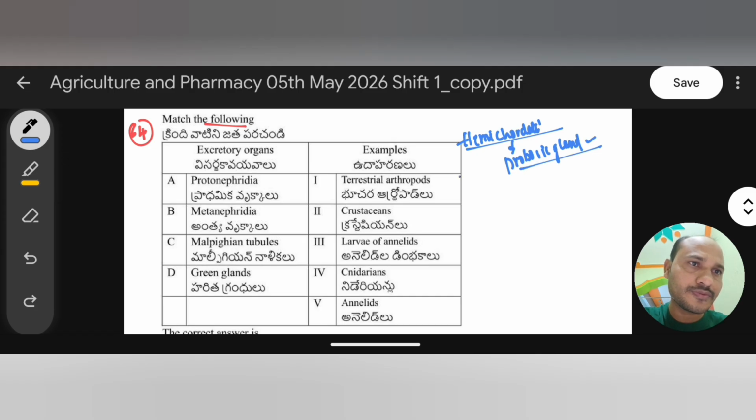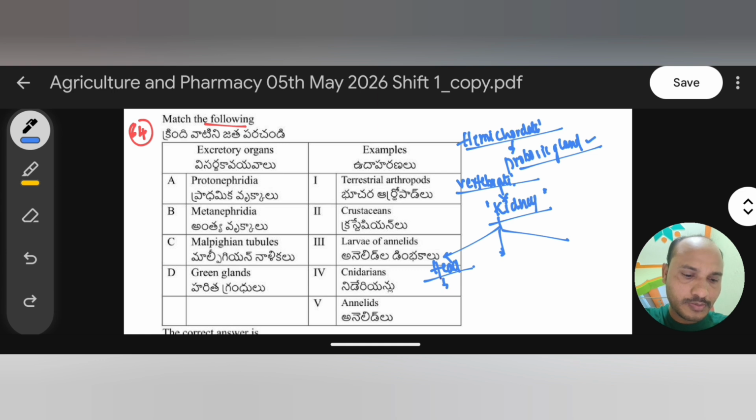Now coming to a very, very important group: vertebrates. In vertebrates the excretory organ is the kidney. In all vertebrates the excretory organ is the kidney, but based on the location of the kidney we have different types. If kidneys are located in the head region, such a kidney is called a pronephridian kidney.